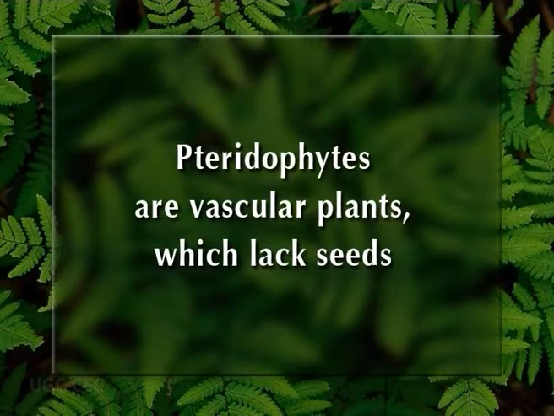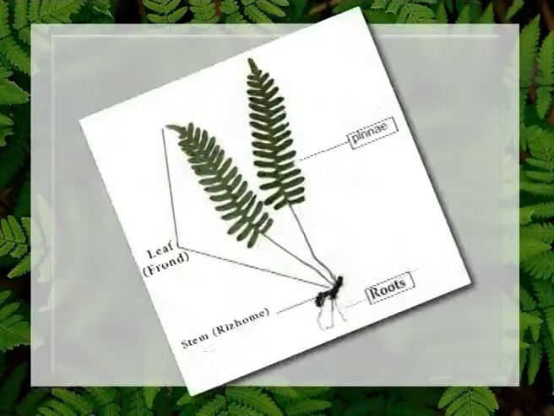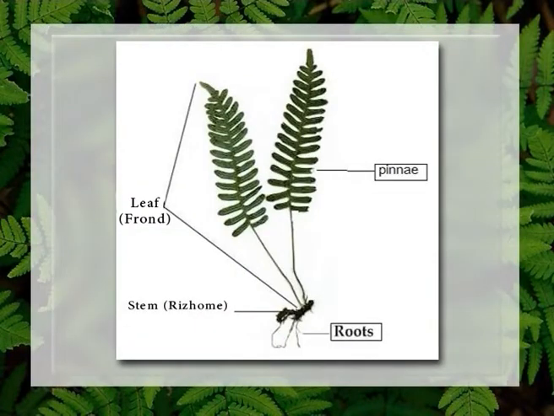That means they are the land plants which do not produce seeds. Unlike bryophytes, which are non-vascular land plants, here in Pteridophytes, sporophyte is the dominant generation. The sporophytic plant body is well differentiated into a true root, stem and leaves, which provides a system well suited to the demands of life on terrestrial land.